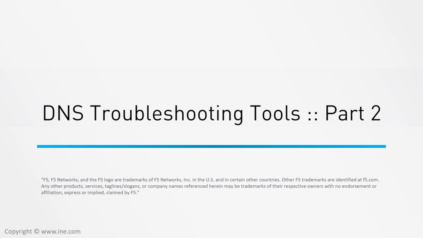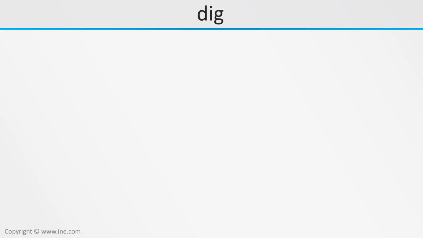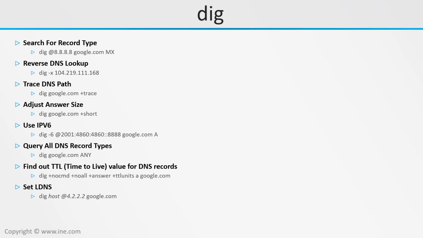Okay, so looking at another great troubleshooting tool for DNS is Dig. We'll display some examples here of how you can use Dig. So first, we can search for a specific record type. So this indicates Dig, and we specify a global listener, in this case just the Google DNS server, to google.com, looking for a specific query type, so MX, right?